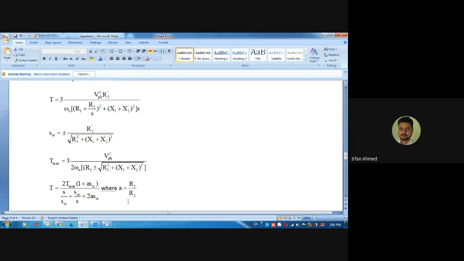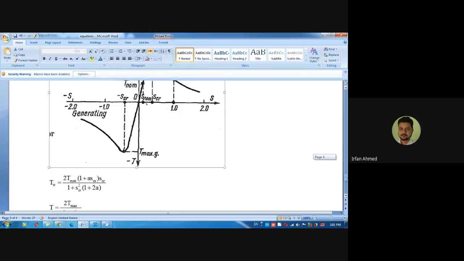So torque is 2 Tmax (1 plus a SCR) divided by (S by SCR plus SCR by S plus 2a SCR), where a is the ratio of R1 and R2 dash. In this equation, if we substitute S equal to 1, that means at the point of starting, we get TST, or starting torque. Starting torque is equal to 2 Tmax (1 plus a SCR) into SCR divided by (1 plus SCR squared) into (1 plus 2a). Is this clear?